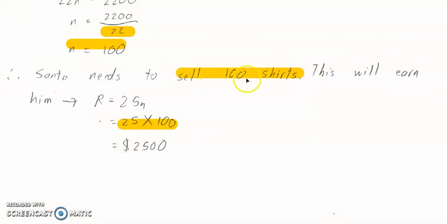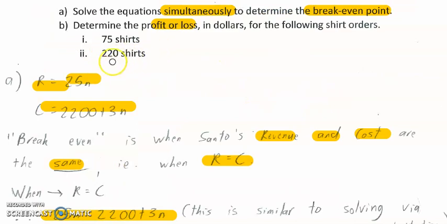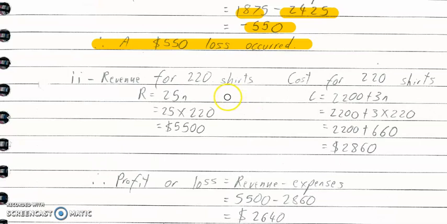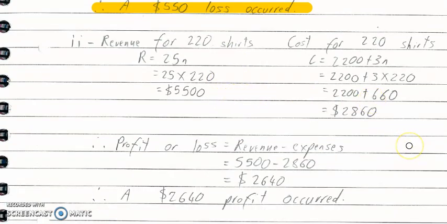Okay, let's look at the second part, 220 shirts. Now, given the break-even point was 100 shirts, he's going to make a profit on 220 shirts, isn't he? But we want to figure out exactly how much profit he's going to make. So students, I set this out the same way I did for the first part of question B. I wrote, well, what's my revenue for 220 shirts?